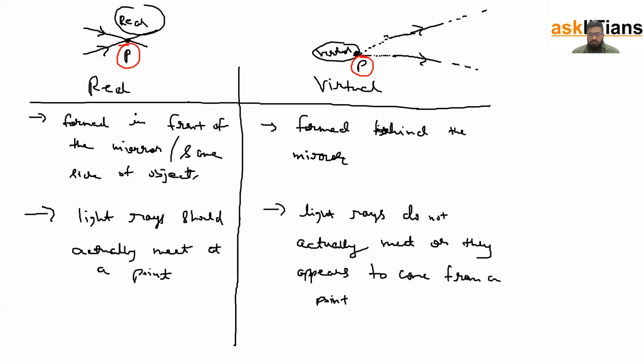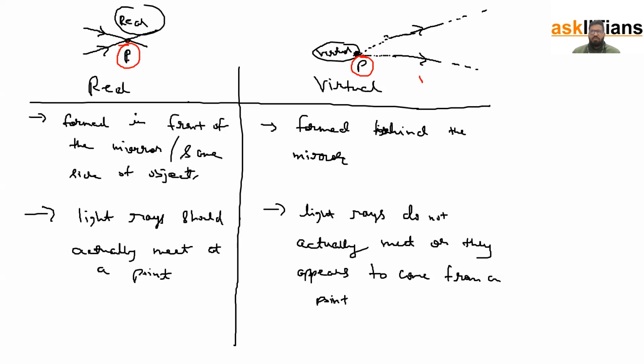So I think the basic bifurcation between real and virtual image is clear: a real image is always found in front of the mirror, on the same side as the object, and a virtual image is found behind the mirror, opposite to the object. In a real image, light rays actually meet at a point, but in a virtual image, light rays do not actually meet, they appear to come from a point. So you are making them appear from a point by extending them backwards. They are kind of diverging, virtual. In case of real, they are kind of converging, so they will meet at the point. So I think the basic bifurcation is clear between real image and virtual image.